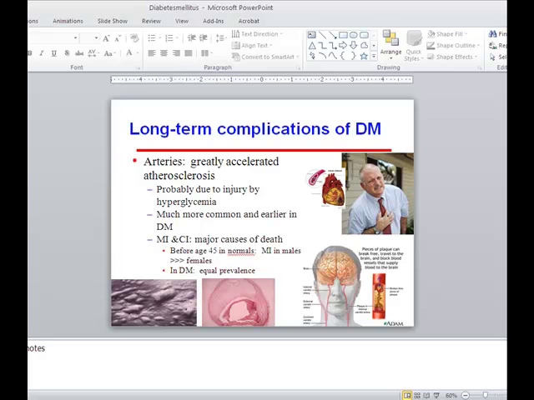So atherosclerosis is accelerated in these individuals.